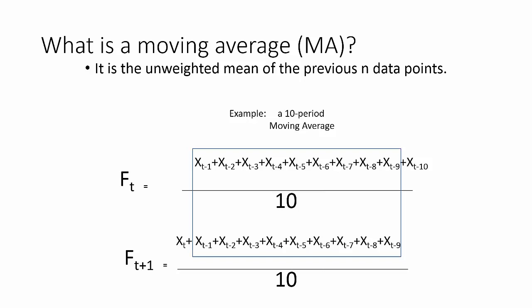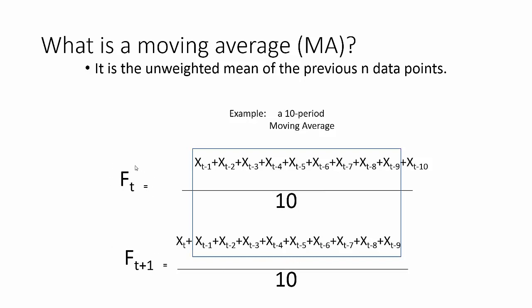In general, a moving average model is just simply the calculation of the unweighted means of the previous n data points. For example, if we were going to try to calculate the moving average forecast for next period, say f sub t plus 1, then what we would do is add up all the values of the variable that we want to forecast, x, from period t all the way to period t minus 9 and divide by 10. This would give us the moving average forecast for next period.